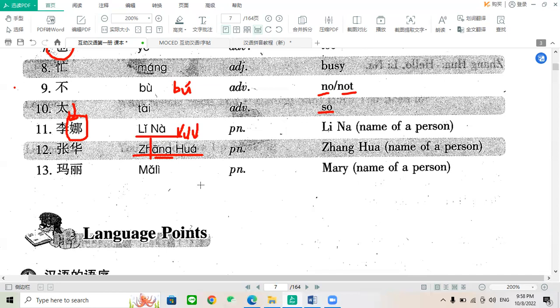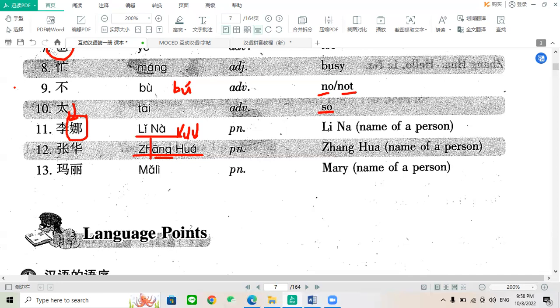So the whole name is 张华, right? 张华. Okay. So the first time when we hear 张华, we don't know if it's female or male, because some Chinese boys use this name and some girls also use this name. So we don't know. But in this dialogue, in this lesson, 张华 is the name of a boy. Okay, so it's a male name.